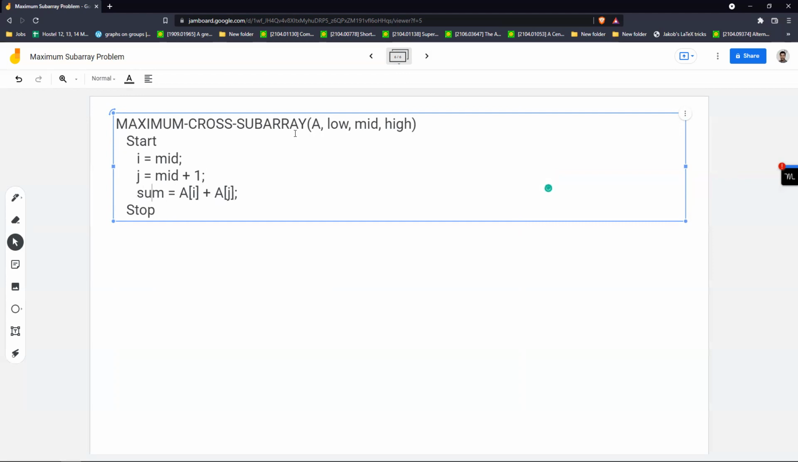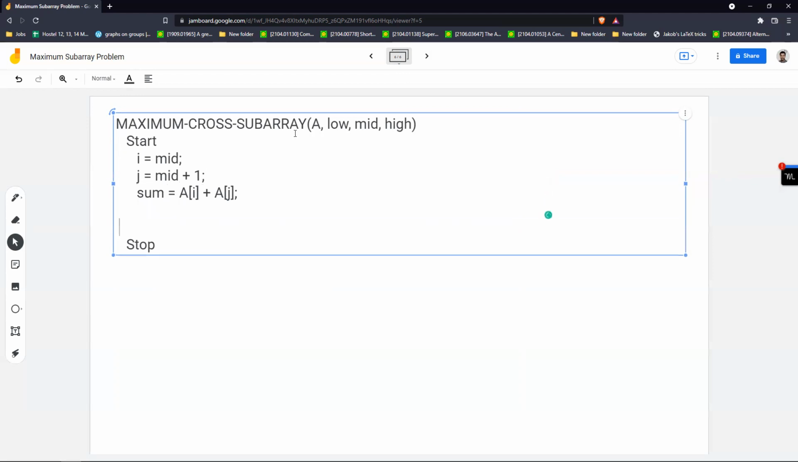Now, in order to find out the subarray that crosses, all we need to do is take i to the left and j to the right and see when we get the maximum possible value. Is that okay? Right? So that is again very, very simple to see.